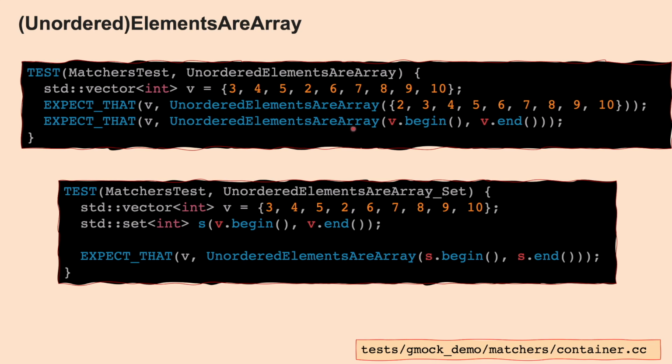This is very useful when you want to compare two vectors against each other. Or even it's useful when you want to compare two containers which are of different types. So this one is a vector, this one is a set. And here I'm saying the elements inside V match the elements inside S when we ignore the order.